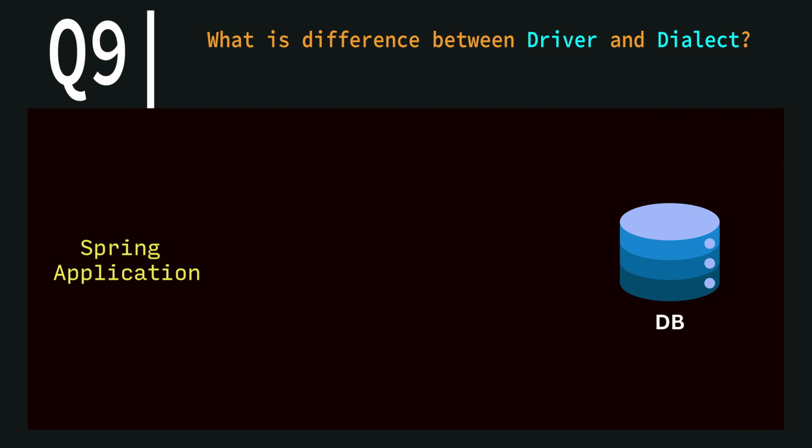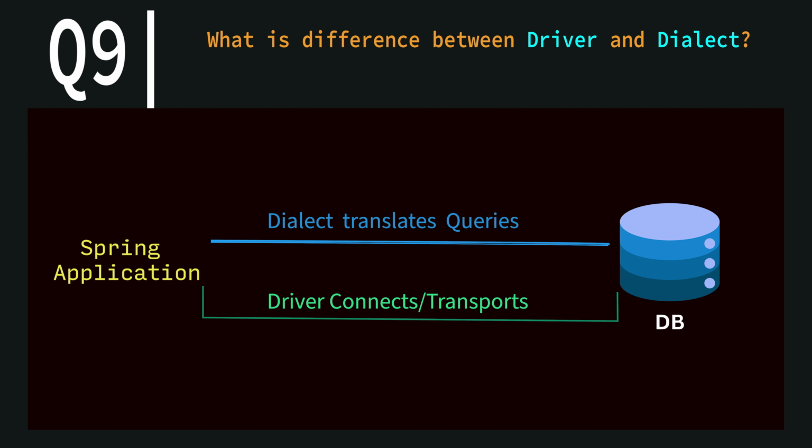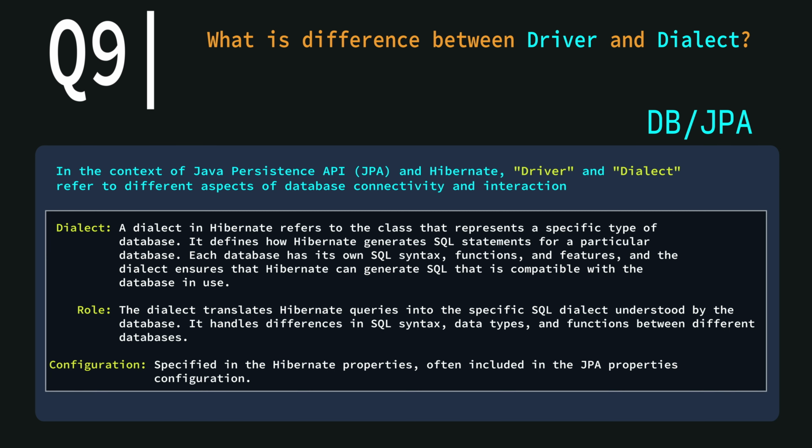A small visualization for the driver and dialect here shows how the application and database work. You can see the driver helps to connect and transport SQL queries and results, whereas the dialect translates the JPA or Hibernate queries to the respective database queries. It's a simple translator, or you can say the dialect knows the protocols of the respective database. That is all about the driver and dialect. Now let's move to the next question.